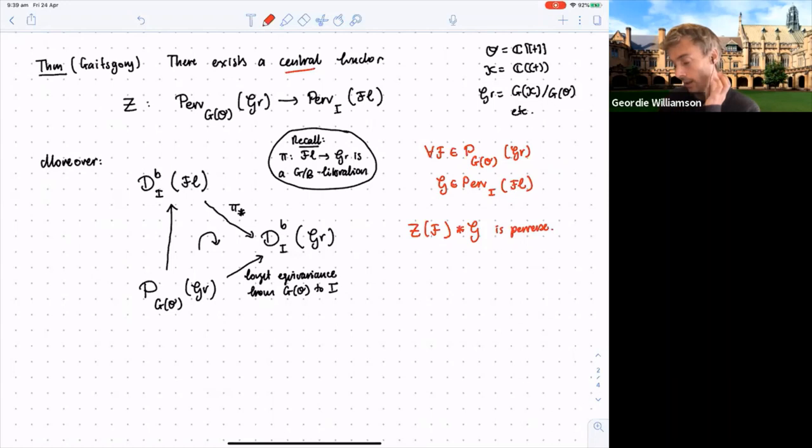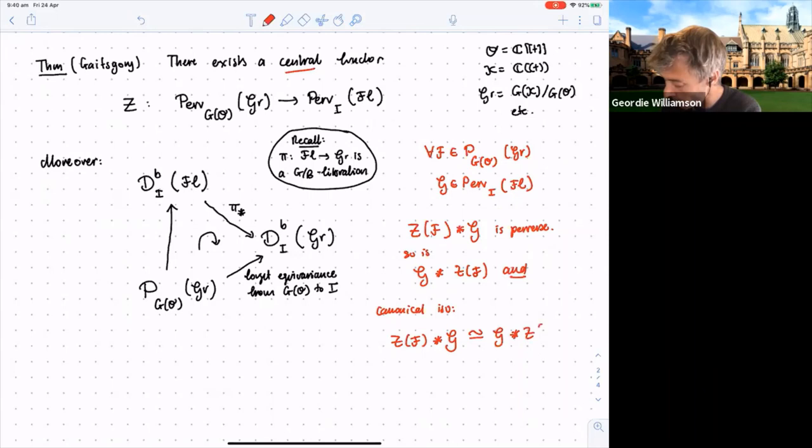So what we were discussing before with Masood is that generally if I convolve two things in here, the result is not a perverse sheaf. But these Z of Fs have the magical property that no matter which perverse sheaf I convolve them with inside here, I get a perverse sheaf, which is rather unexpected. And so is, and we have a canonical isomorphism.